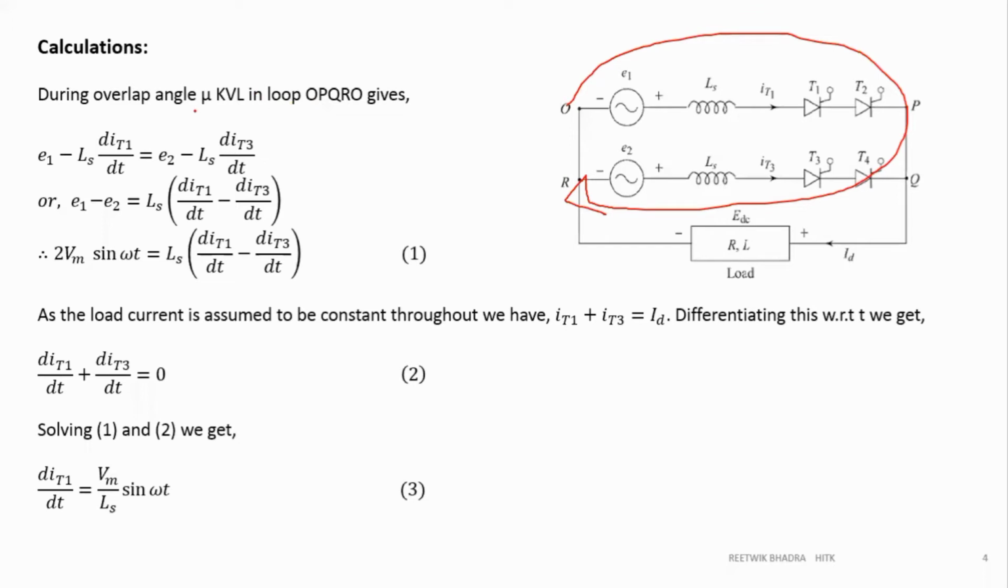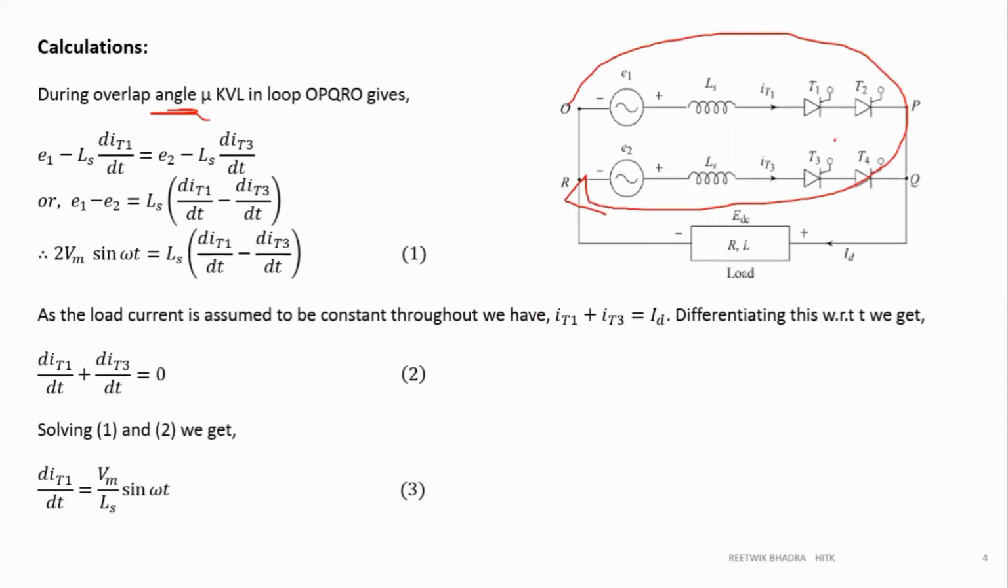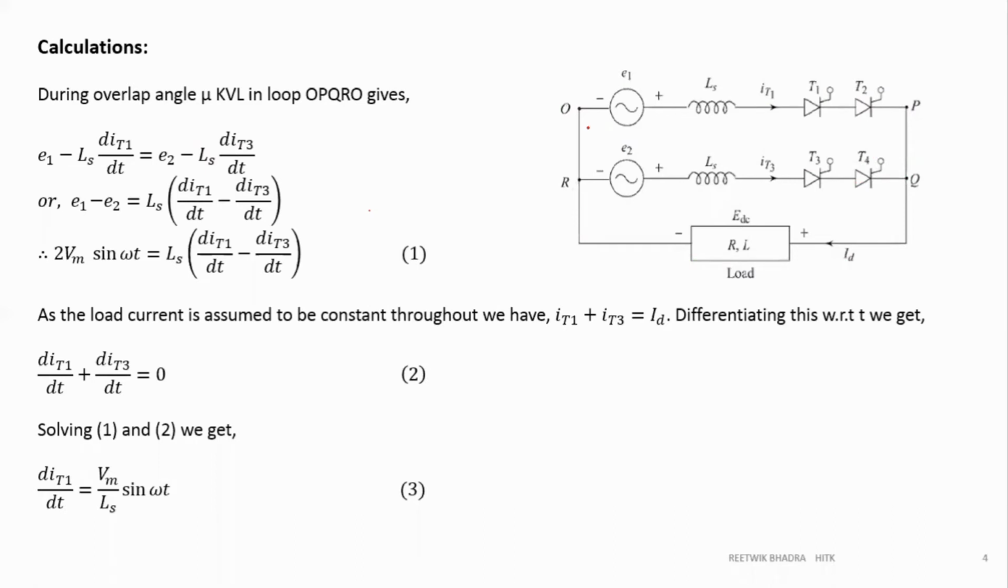We are applying it during the overlap angle mu. So the main study is during the overlap angle mu. What is the drop that is occurring across this? During this overlap angle all thyristors are on. If all thyristors are on, the drop across the thyristors will be 0, so there is no need to include VT1 to VT4. I have not included them. And these two branches are parallel, right? This branch and this branch are parallel, so obviously the voltage will be the same.